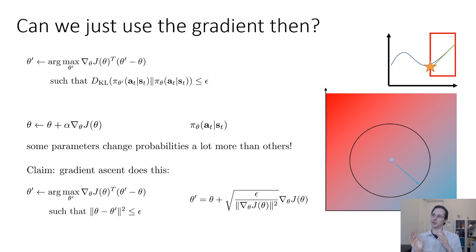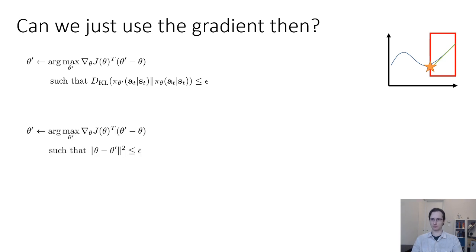So intuitively, the constraint shape is a circle for gradient descent, but we want it to be a kind of ellipse. We want the ellipse to be squished along the highly sensitive direction, so we want a tighter constraint in the direction of theta that results in big changes in probability, and we want the ellipse to be elongated in the directions where large changes in theta result in small changes in probability. So that's what we're going to try to get next.